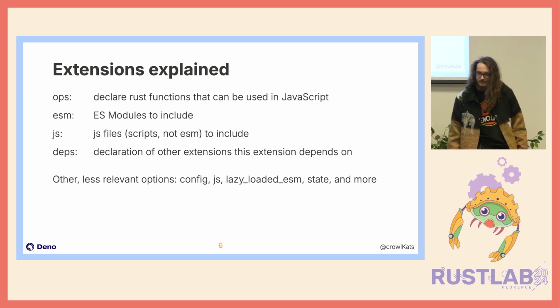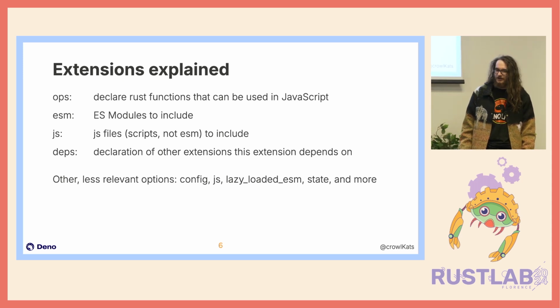So first off, let's talk about extensions individually. Extensions are defined by a macro, and the macro has these options pretty much. Ops are something we're going to take a look at in just a second, but they basically just declare a Rust function that can be called from JavaScript. ESM is ES modules that are included with the extension. So if you want to have bindings to your Rust functions, you expose them via the ESM module files that you define if you want to have a specific layout of the API.